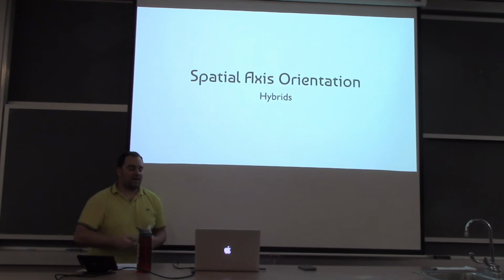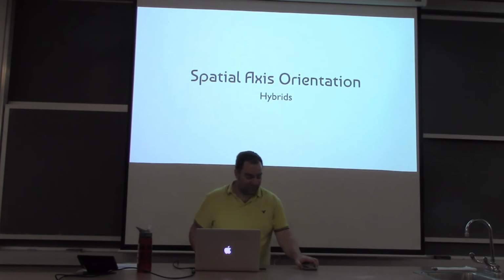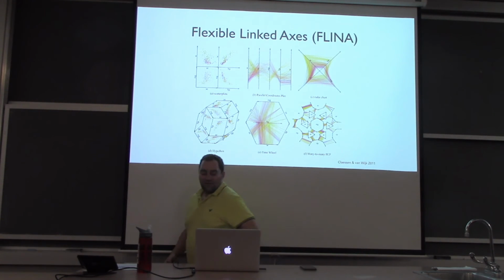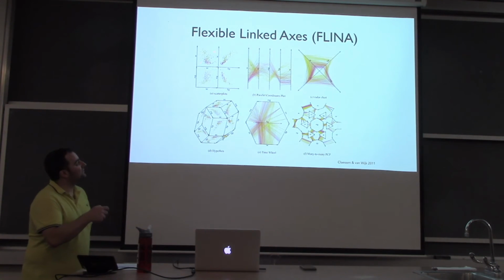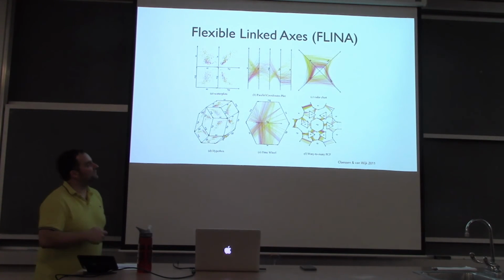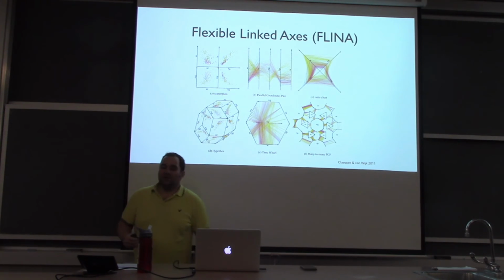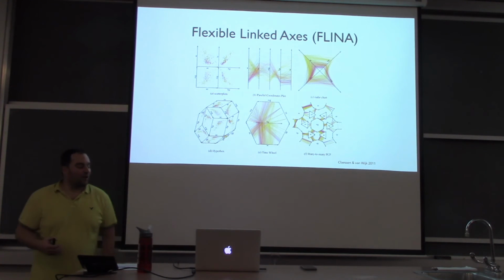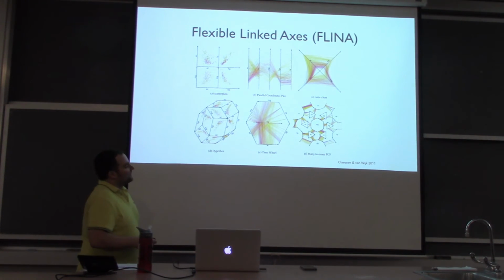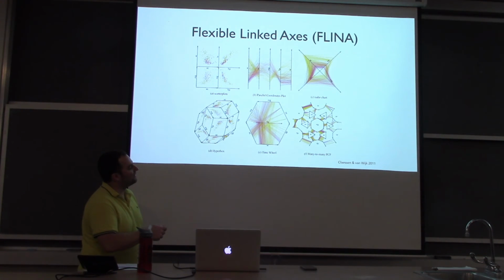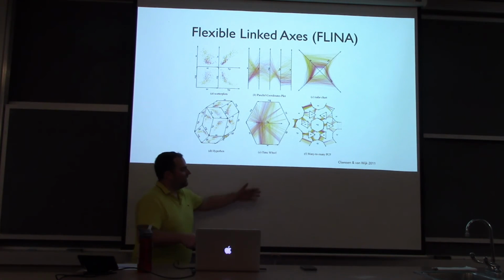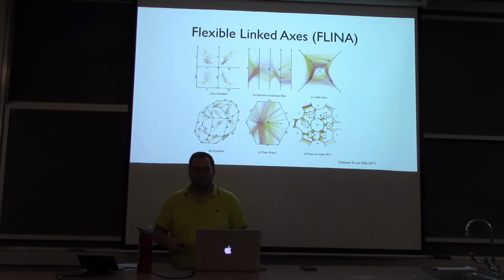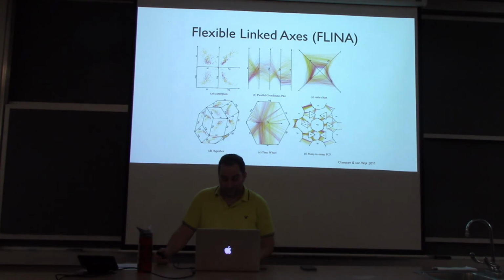With all these spatial axis orientation things, I can also develop hybrids. One interesting paper here is the FLINA paper, Flexible Linked Axis. The idea is that you simply define and position these axes dynamically, and then say either scatter between these axes or draw lines between these axes. It's a simple idea. You can create scatter plots, parallel coordinates plots, radar charts, or this hyperbox, this time wheel, or many-to-many parallel coordinates. So you can create these intricate visualizations.